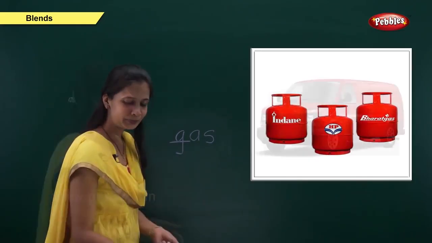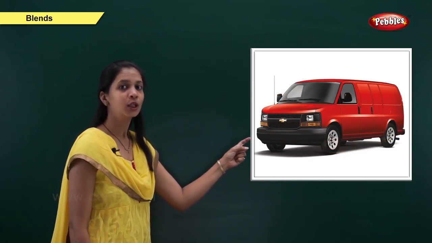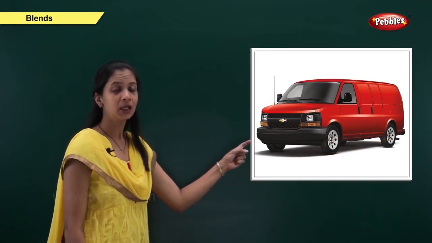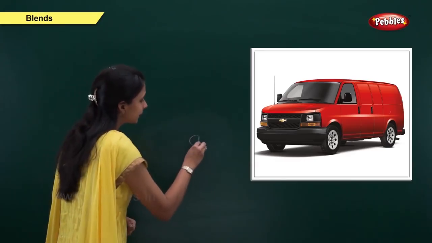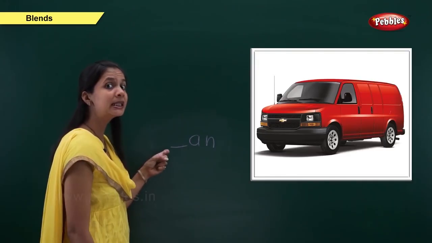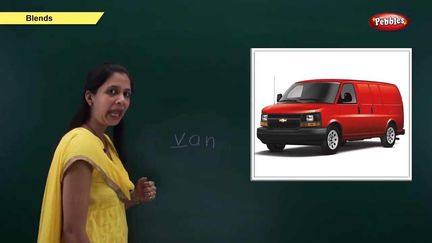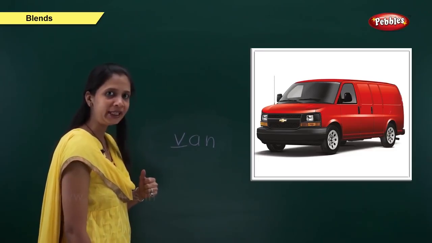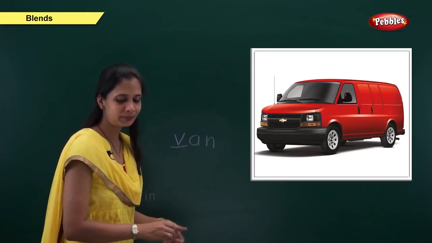Now next one. What is it? Yes, it is van. So what is the beginning sound of it? V. Okay. So here it is. Beginning sound of it is V. So V. Van. V-A-N. Van. Now next one.